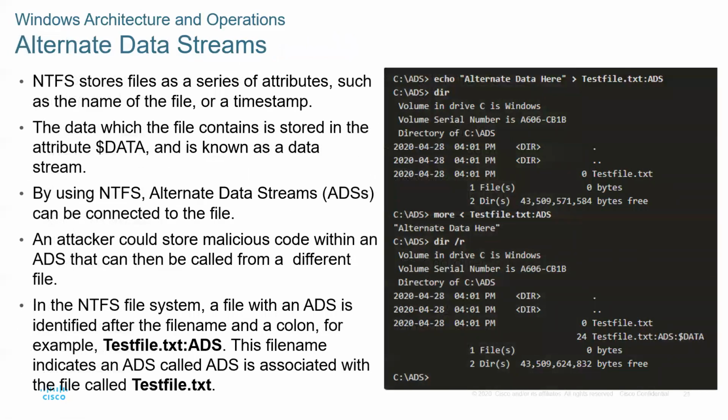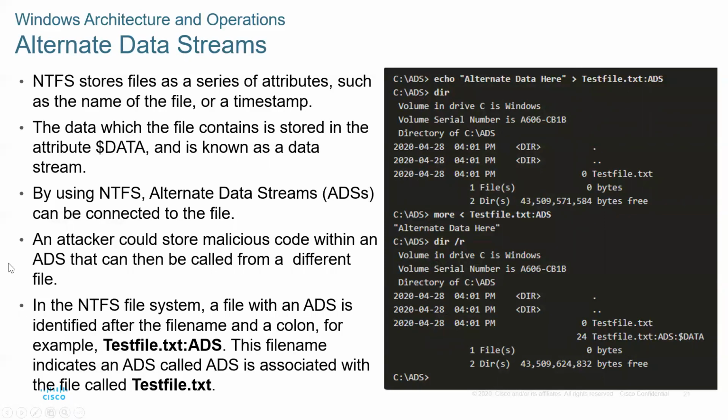All right, we also have what's called an alternate data stream, and you guys will get to play with this a little bit in the labs. NTFS stores files as a series of attributes, such as the name of the file and the timestamp. The data which a file contains is stored in $DATA, and it's known as the data stream. And by using NTFS, alternate data streams, or ADSs, can be connected to the file.